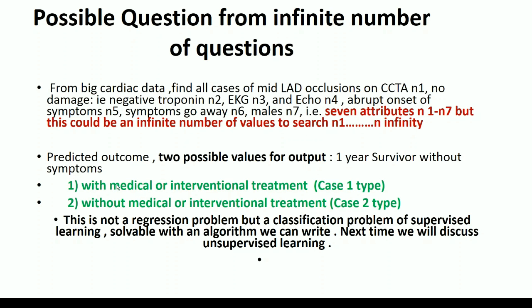With medical or interventional treatment, case 1 type. Without medical intervention treatment, case 2 type. That we can actually search and find out, of all these cases that have come into the system, we can figure out, through an algorithm, whether the medical intervention or medical and intervention without can actually result in 1-year survival without symptoms. And so that would be the kind of search that we would do.